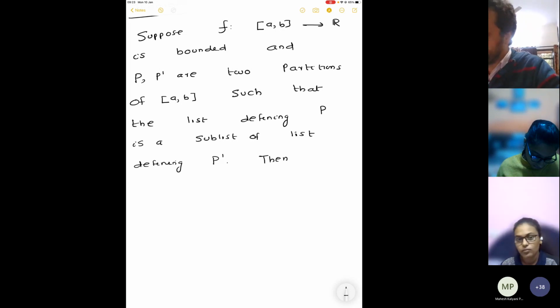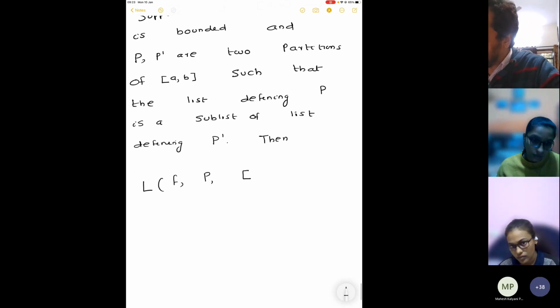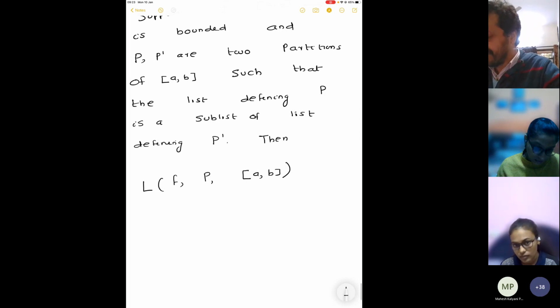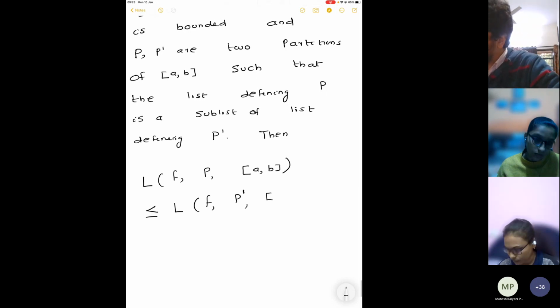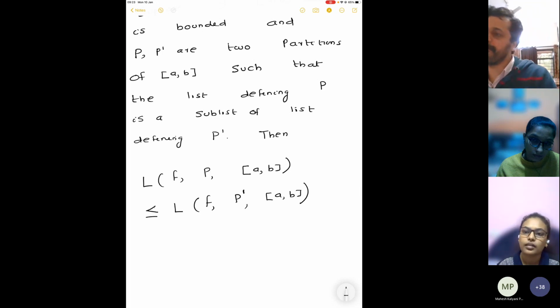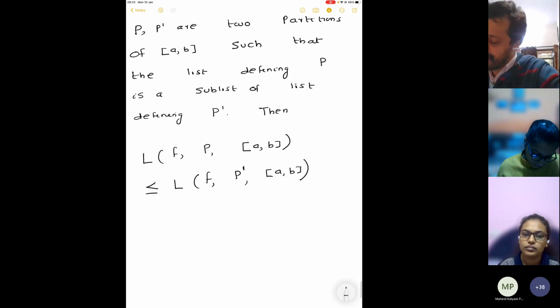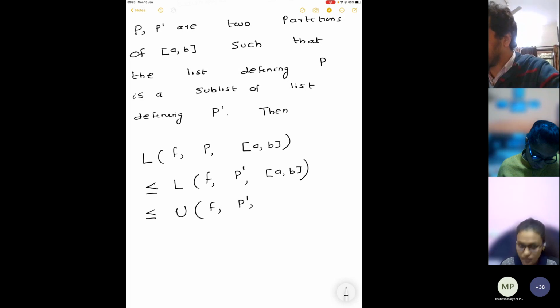Then the lower Riemann sum of F corresponding to the partition P on the interval AB is less than or equal to the lower Riemann sum of F corresponding to partition P dash in the interval AB. So lower Riemann sum increases when the partition becomes better and better, finer and finer. Points are more and more. And as you know, L is always less than or equal to U corresponding to the same partition. UF P dash AB.